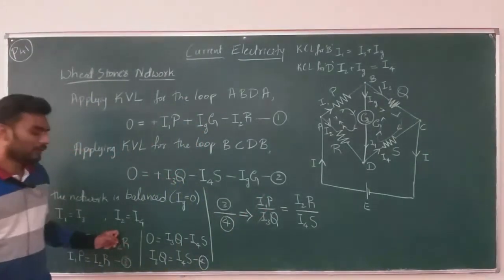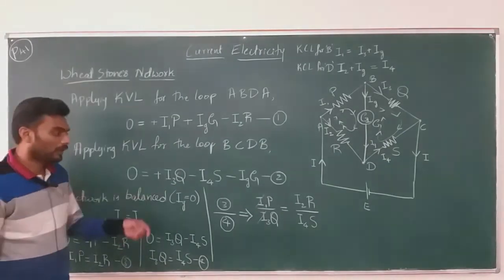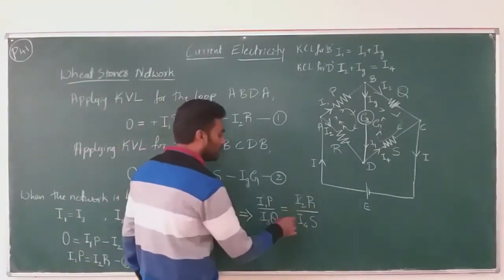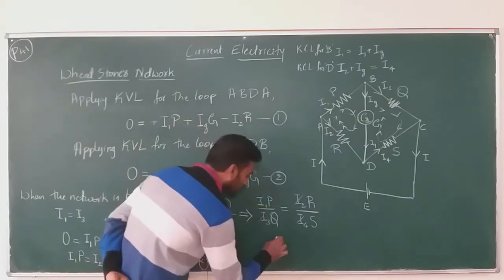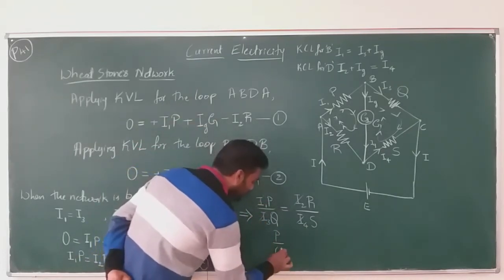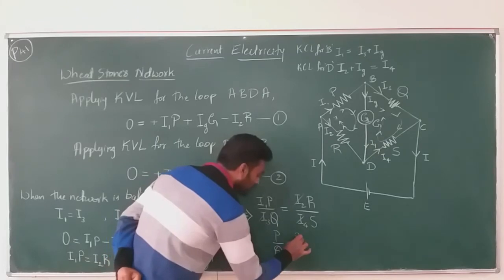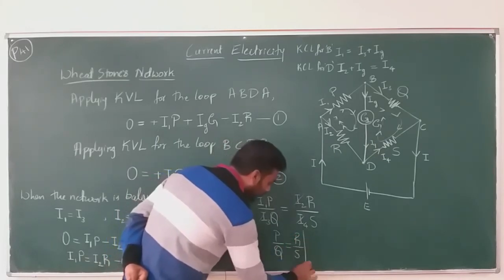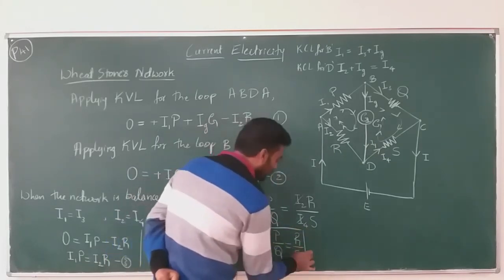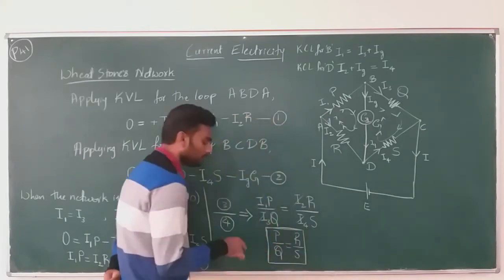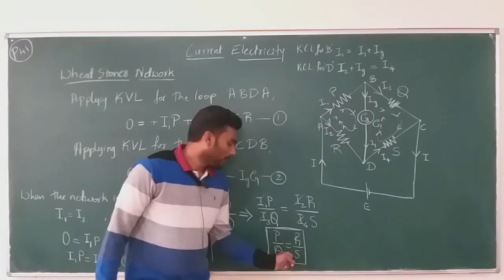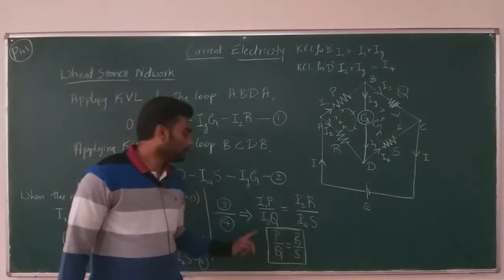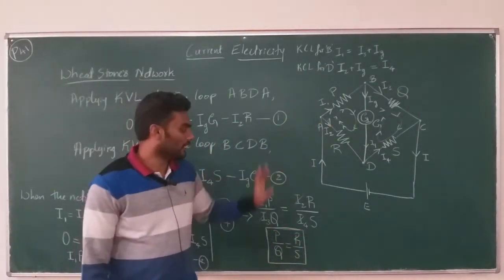Similarly, I2 is equal to I4. I can also cancel them. So, I2 and I4 get cancelled, and hence finally I will be left with P by Q is equal to R by S, and this is the balanced condition of the Wheatstone network expressed in terms of the resistors connected.